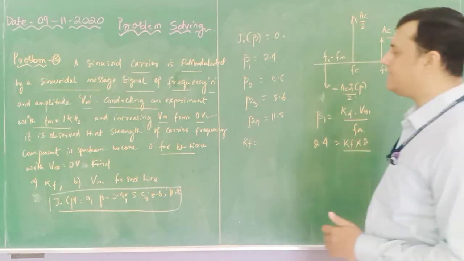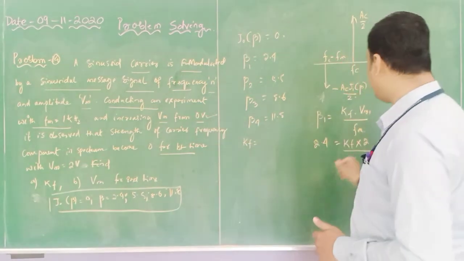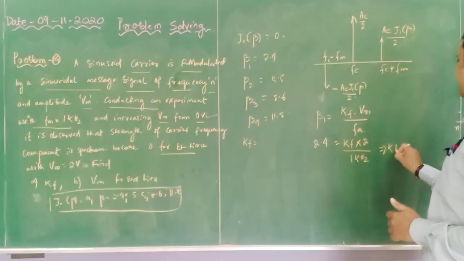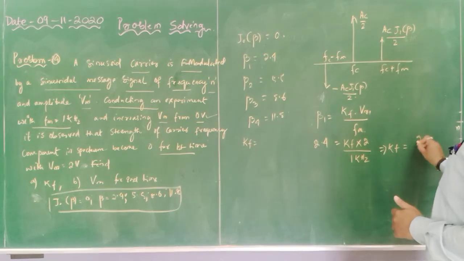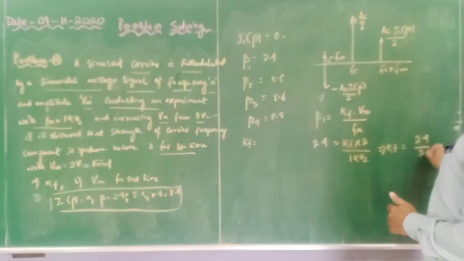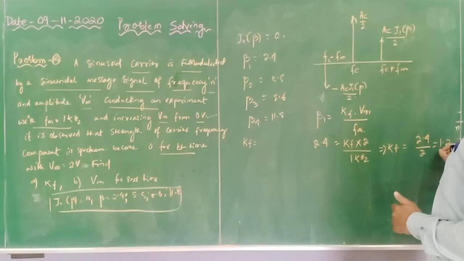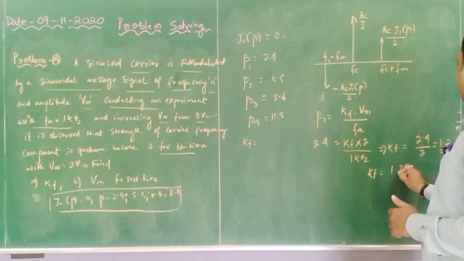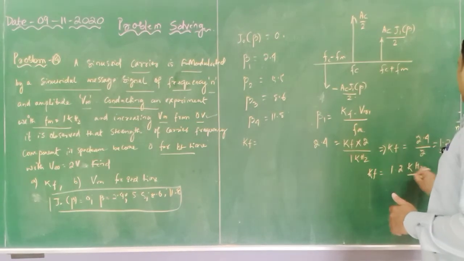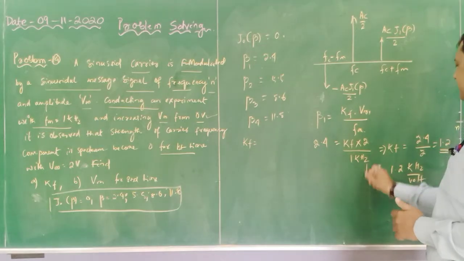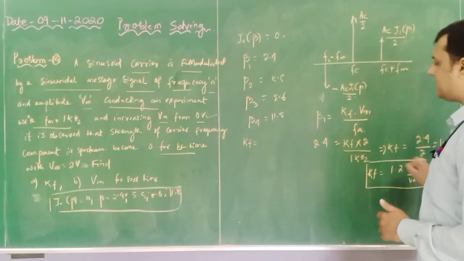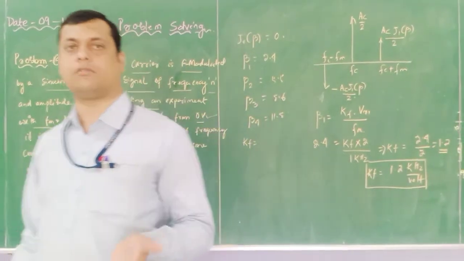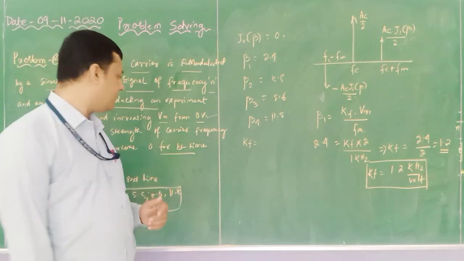What is my modulating signal frequency? My modulating signal frequency is 1 kilohertz. So from this I can determine Kf = 2.4 / 2, that is equal to 1.2. So Kf is equal to 1.2 kilohertz per volt. Done. So this is the frequency sensitivity for the first case, meaning for the first time when your Vm is equal to 2 volt.